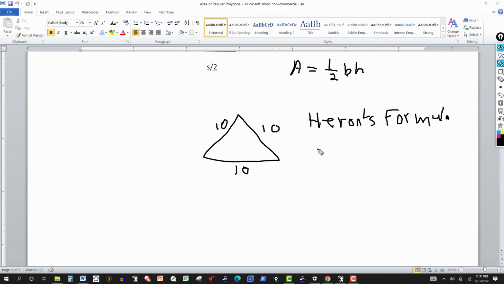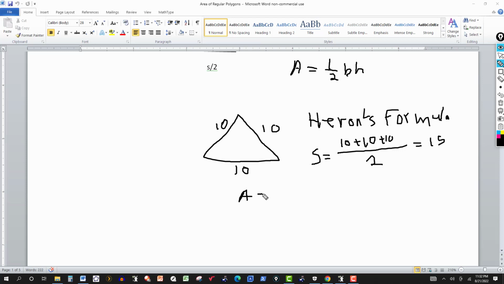For Heron's formula, you need to know the length of all the sides. Now in this case, it turns out they're all the same length, but again, they don't have to be as long as you're given the sides. And what you do is you add the 3 sides. In other words, you're taking the perimeter, dividing by 2. So 10 plus 10 plus 10 is 30, divided by 2 is 15. And then this is what the formula tells you.